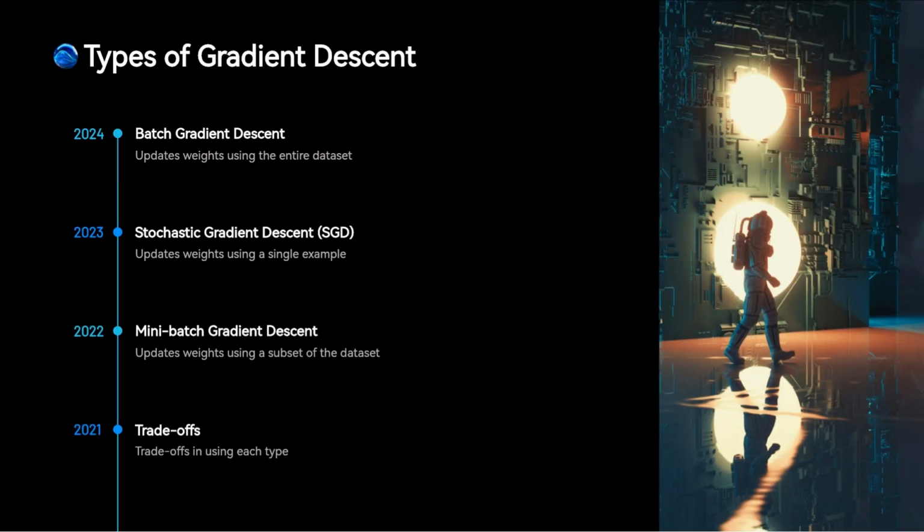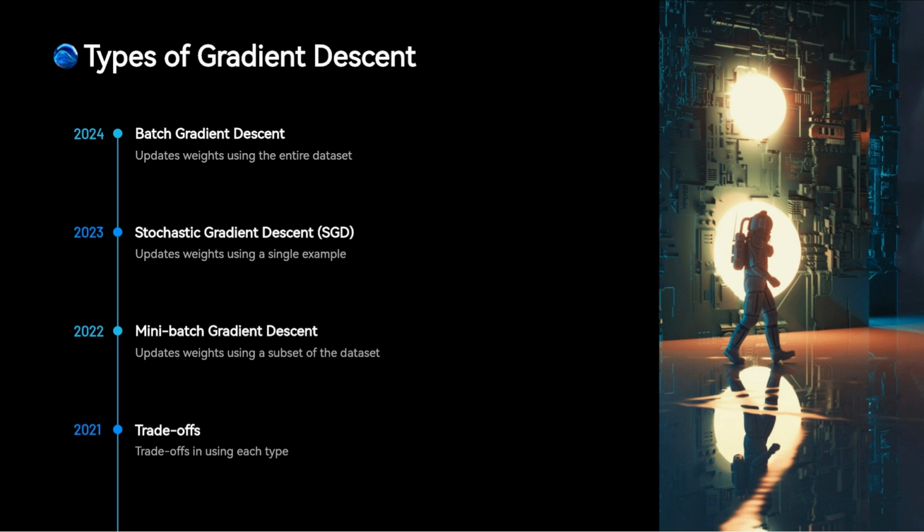There are three main variants of gradient descent: batch gradient descent, stochastic gradient descent (SGD), and mini-batch gradient descent. In batch gradient descent, the entire dataset is used to compute the gradient before updating the weights. While this method is computationally expensive, it's very accurate because the gradients are averaged over the whole dataset.